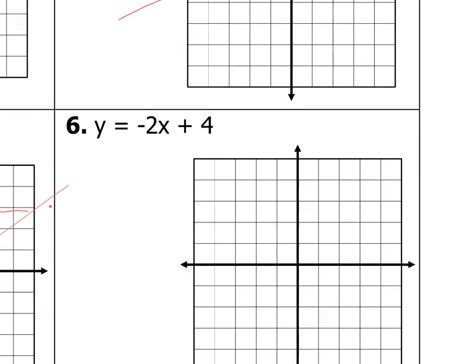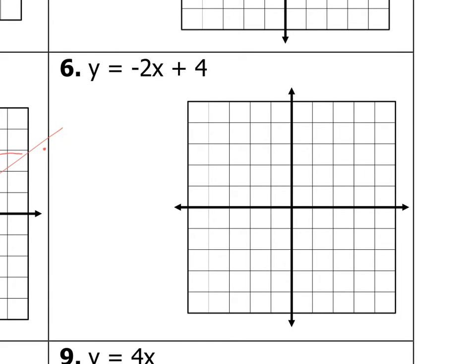Okay. Number 6, negative 2x plus 4. Find your y-intercept. I think I found it. Again, your slope negative 2 over positive 1, right? Or you can do the opposite, positive 2 over negative 1. Yeesh, that's not very good. There you go, negative 1. Okay, so it looks like this. Right 1, down 2. Right 1, down 2. Right 1, down 2. There you go. I sound like a broken record. Boom, looks something like that.